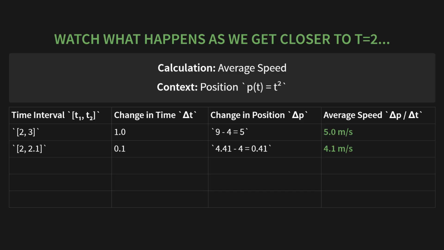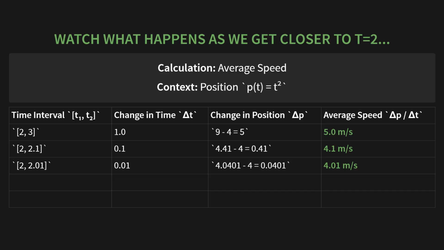Let's look at the interval from 2 to 2.1. Now the change in time is just 0.1. The change in position is 4.41 minus 4, which is 0.41. So the average speed is 0.41 divided by 0.1, which is 4.1 meters per second. Interesting. Let's get even closer. The interval from 2 to 2.01. Delta t is now tiny, just 0.01.